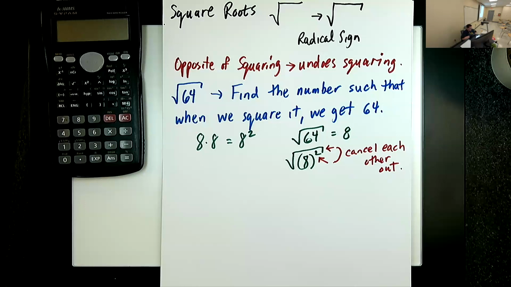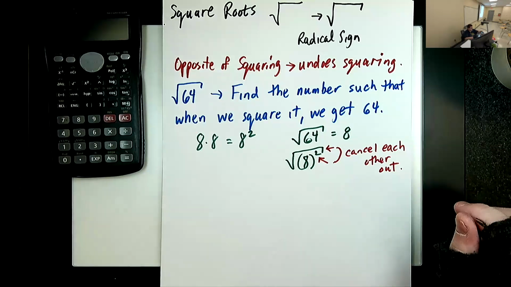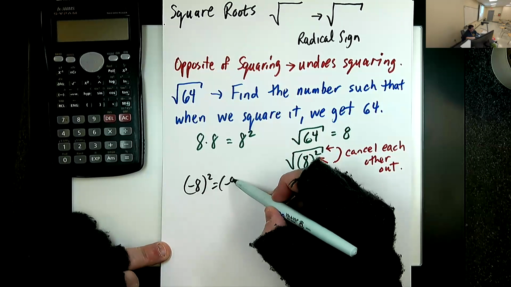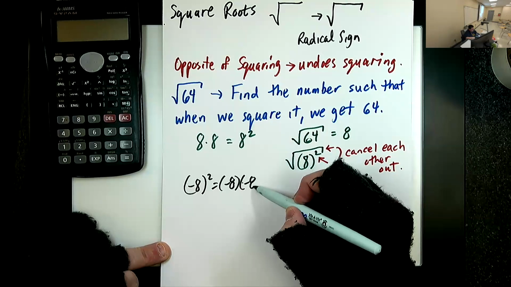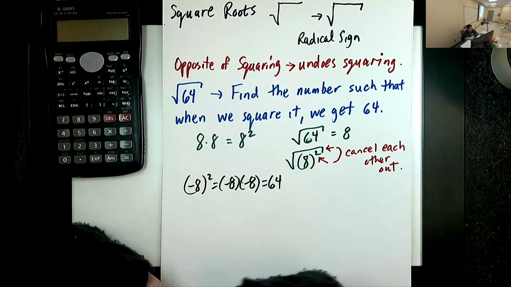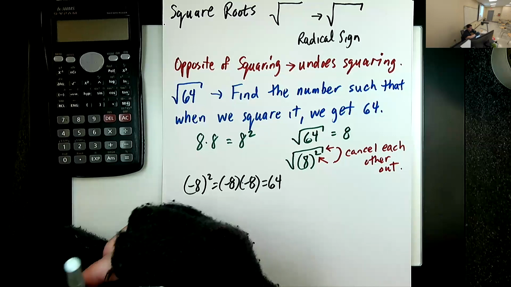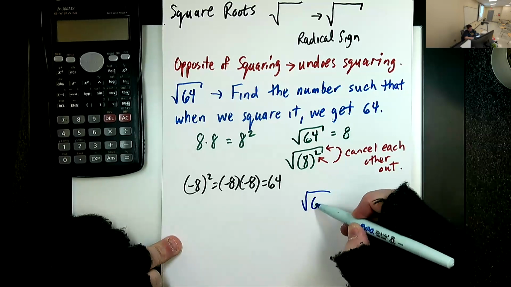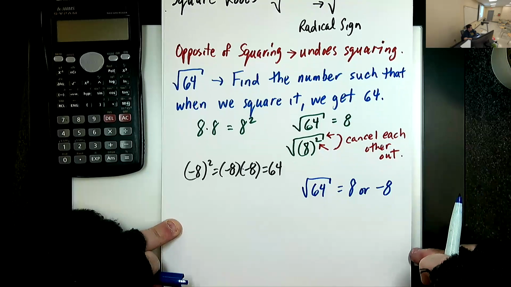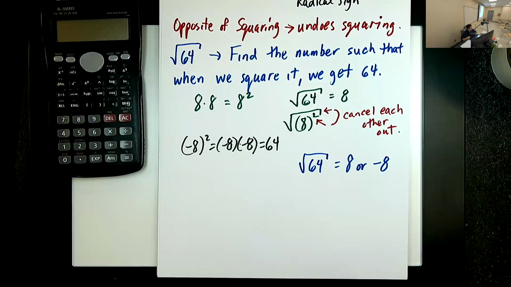Now, what you may not think about is that negative 8 squared, or negative 8 times negative 8, is also 64. So really, the square root of 64 mathematically is 8 or negative 8. And usually in a lot of mathematics, we ignore the negative one. We definitely ignore the negative one here.